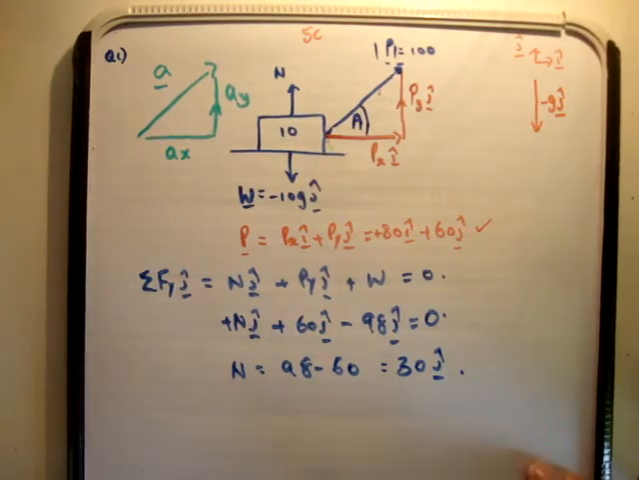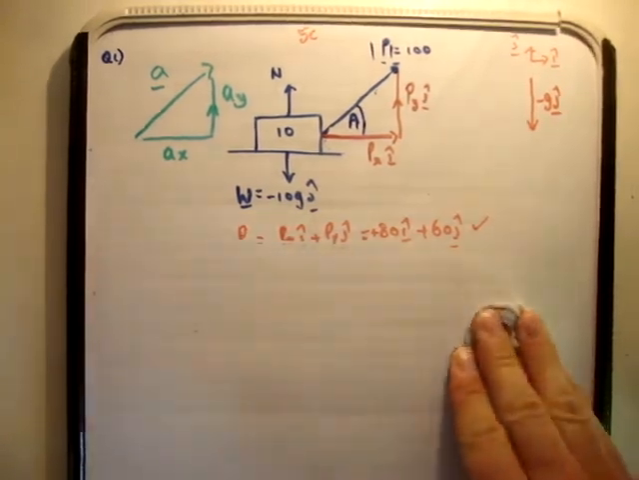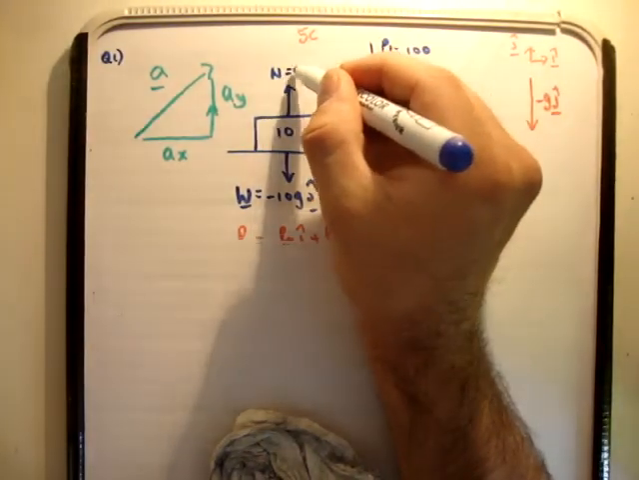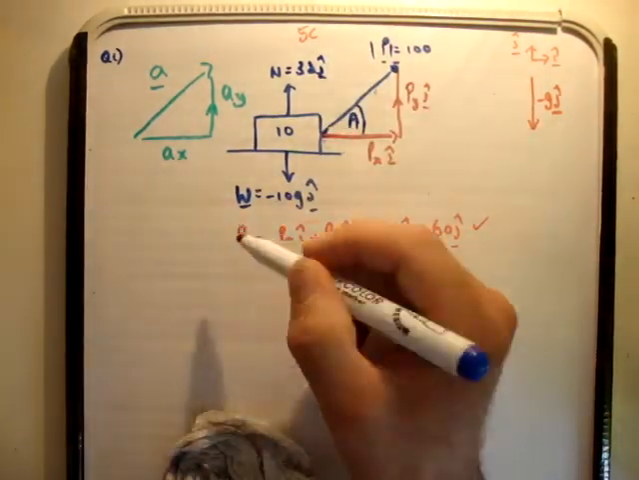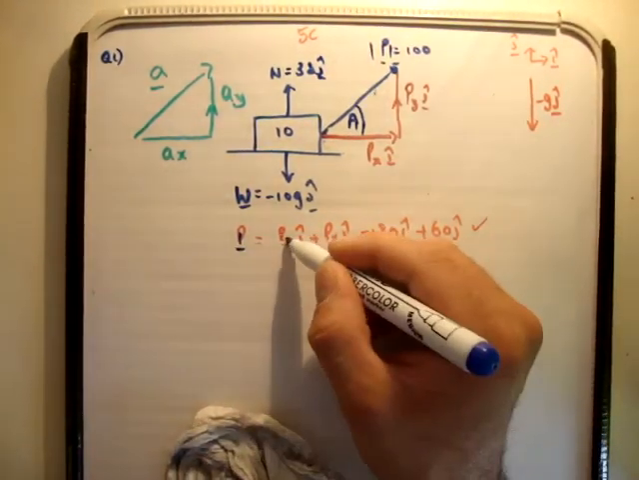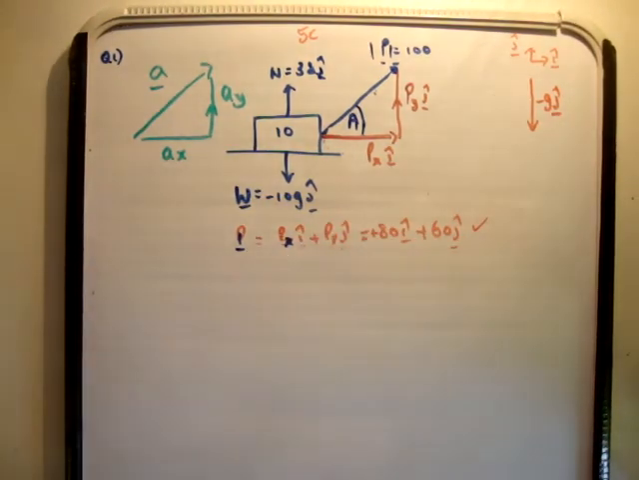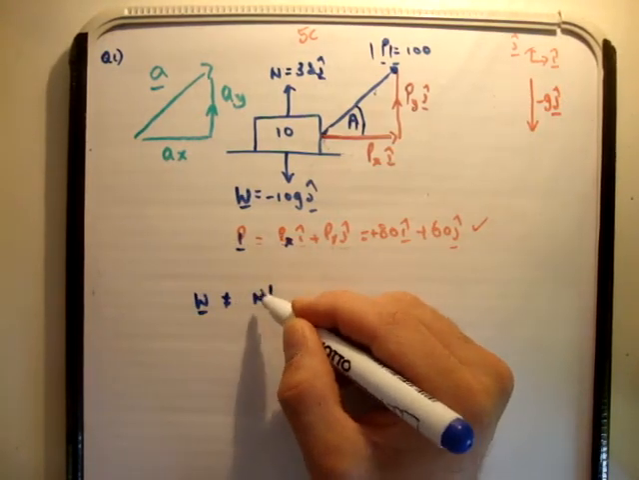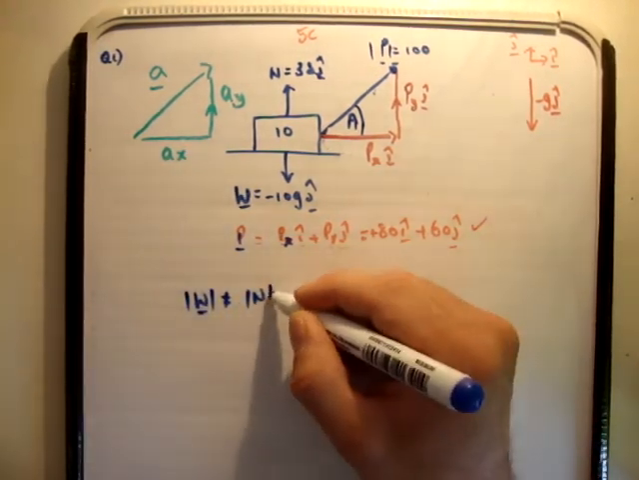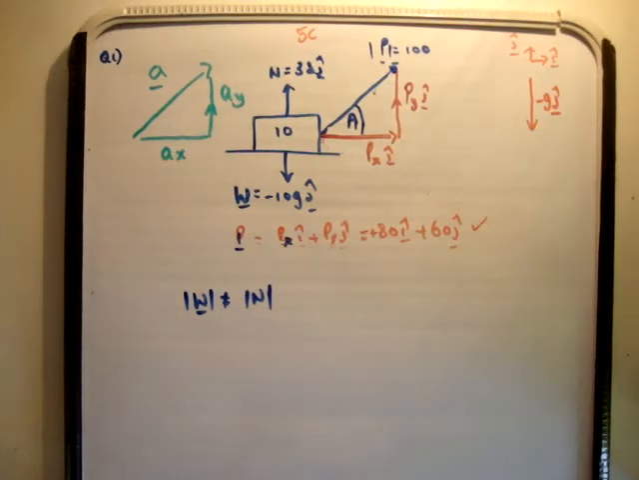Now an important thing to look at here, not 30, 38, is to ask, does this make sense? Does it make sense to say that the normal vector is 38 units in the j hat direction, whereas the weight vector is 98 units in the negative j direction? So in this case, the weight vector is not equal in magnitude to the normal vector. Is that true? Surely these should be action-reaction pairs, equal but opposite. And the answer is they are.